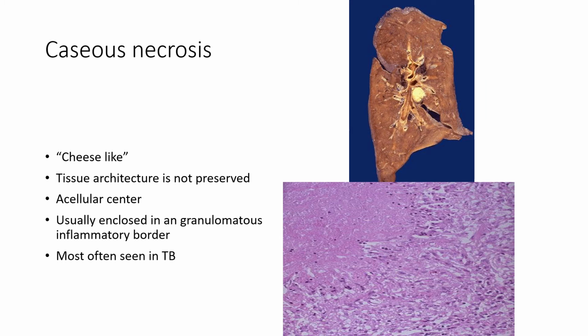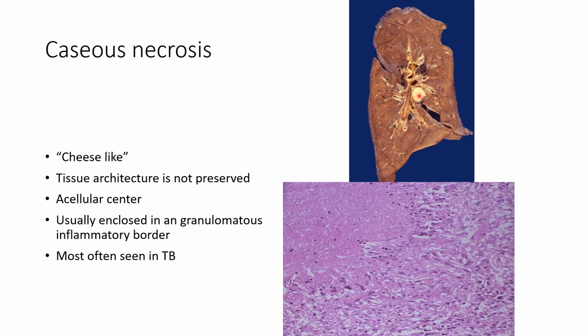Another pattern of necrosis is called caseous necrosis. Caseous, the name came from cheese-like. Cheesy material. The tissue architecture is not preserved, and this is the opposite of coagulative necrosis. The tissue is destroyed and the center is acellular, there are no cells, only remnants of cells and cell fragments.